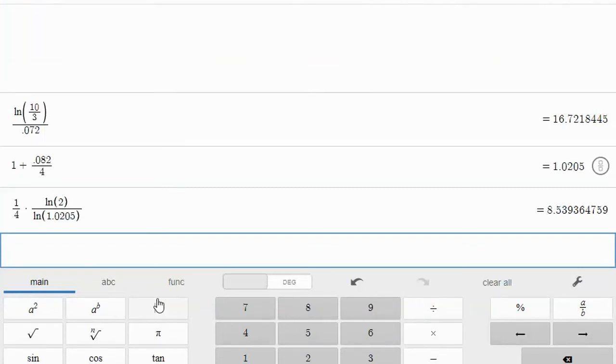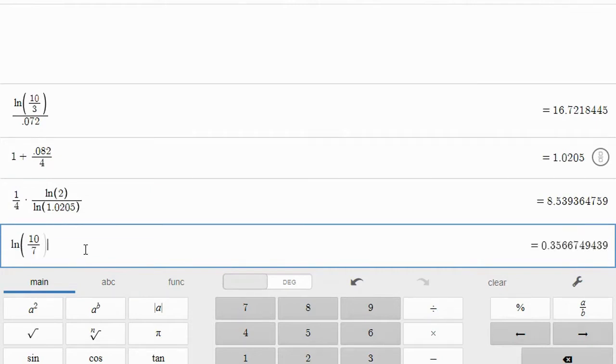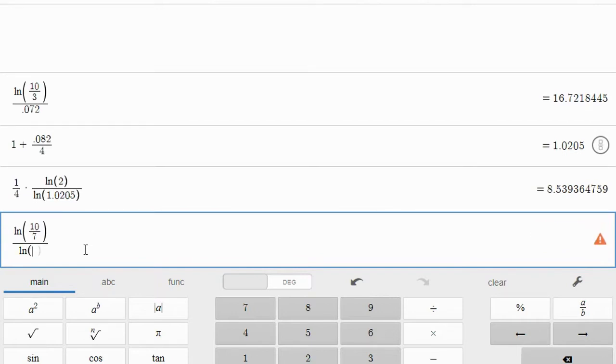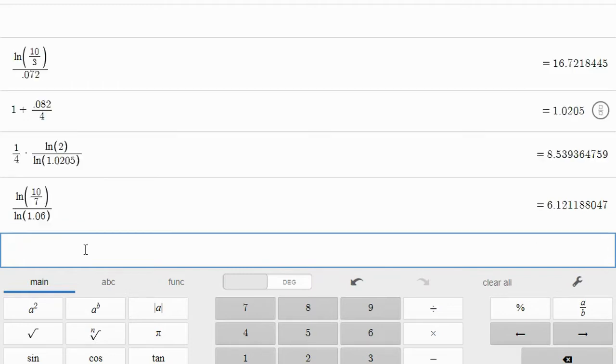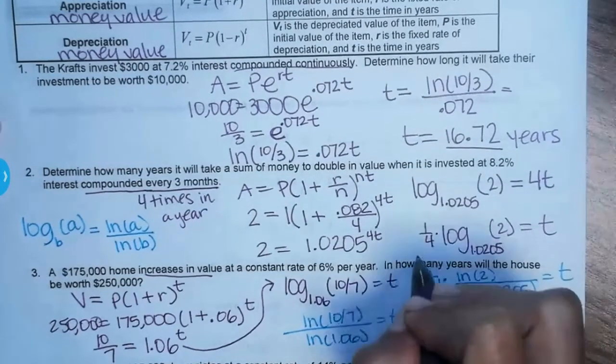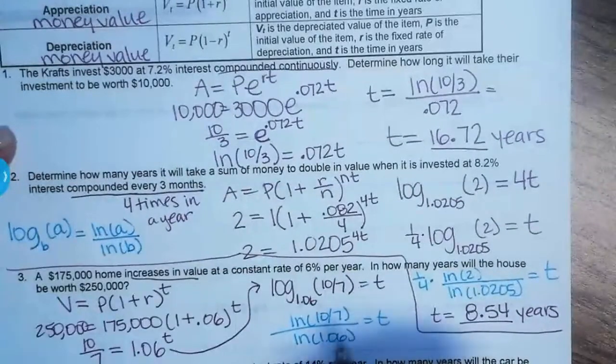So it looks like after about 6.12 years. So remember, this was number 2. This is number 3. 6.12 years.